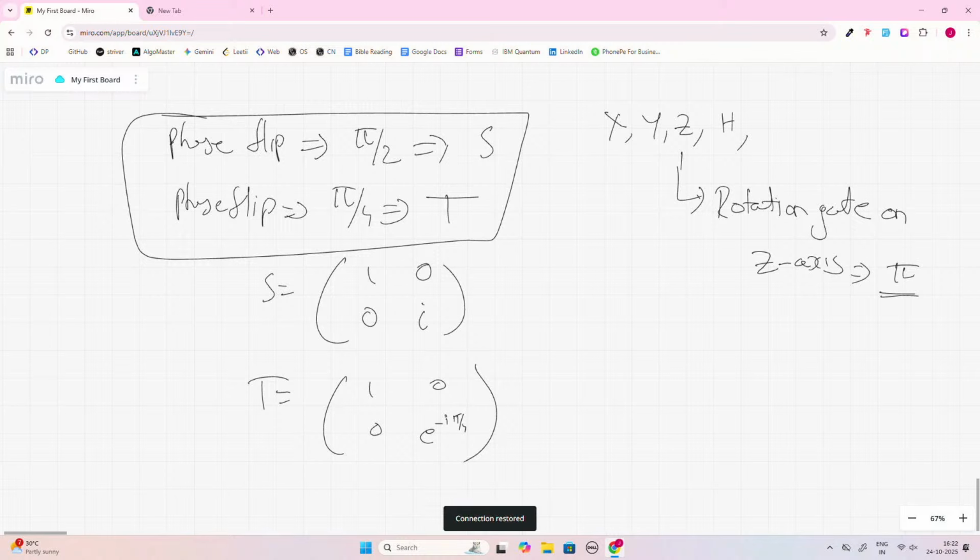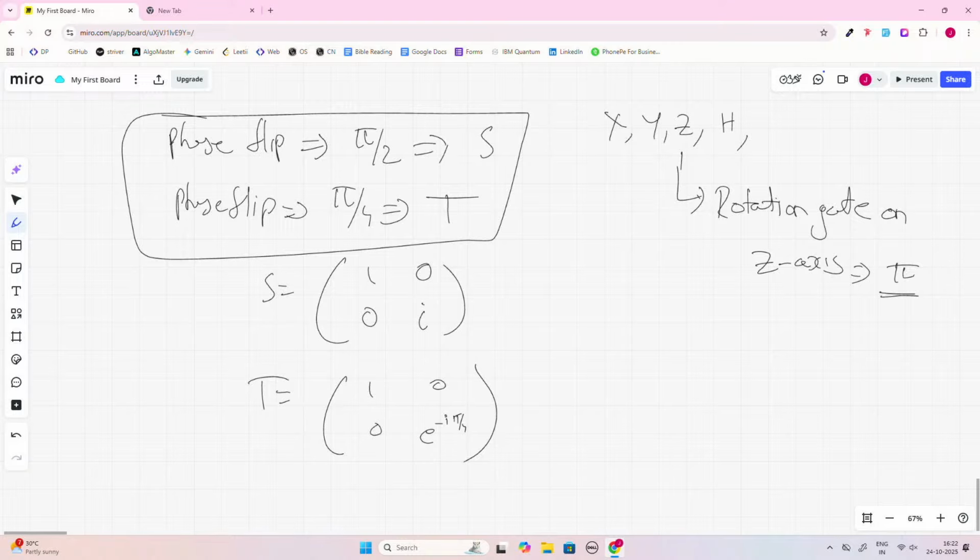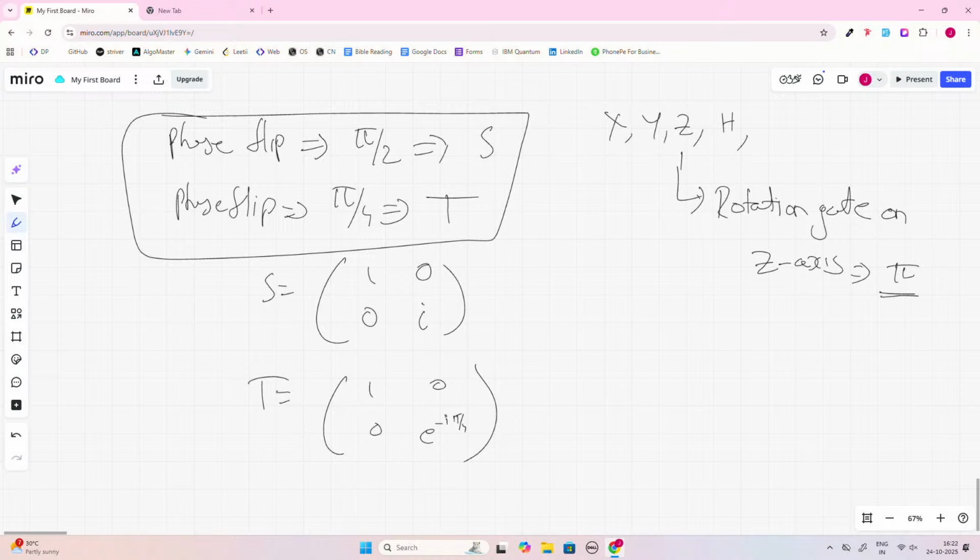Now if I ask you, what are the rotation gates? By using which gates can I perform rotation? Z gate, S gate, T gate. Can I call X gate my rotation gate? Can I do that? Yes or no? How many people say yes? Yes, I can call that.